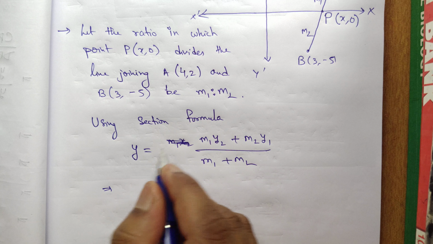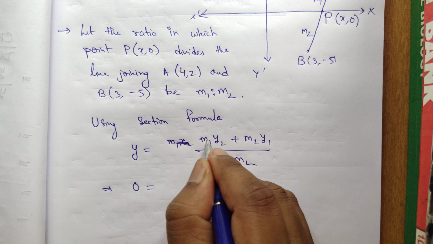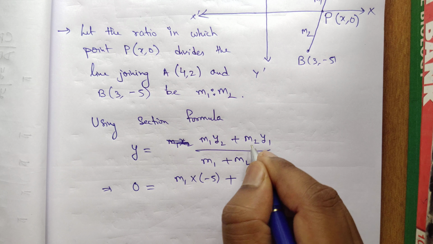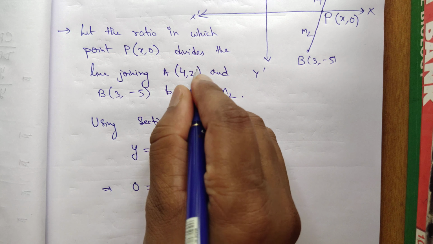Now how much is the y coordinate of P? It is 0, so we will put that. m1 we don't know, it will remain m1. And how much is y2? See here, the second point is B, so y2 will be minus 5. So into minus 5 plus m2 is how much? m2 we don't know. y1 is how much? y1 is 2.